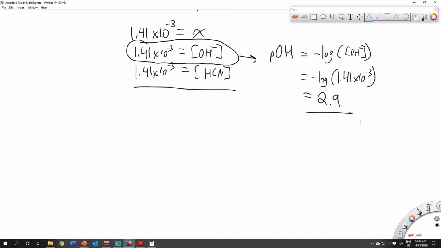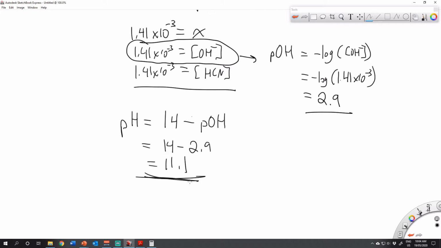Sorry, a pOH of 2.9. And from the pOH, we can get the pH using our relationship between pOH and pH: 14 minus 2.9. And there's our final answer. So even though the question was giving us a base, because we know how Ka and Kb are related, it just takes one or two extra calculations to get to what we need. On to the next example.